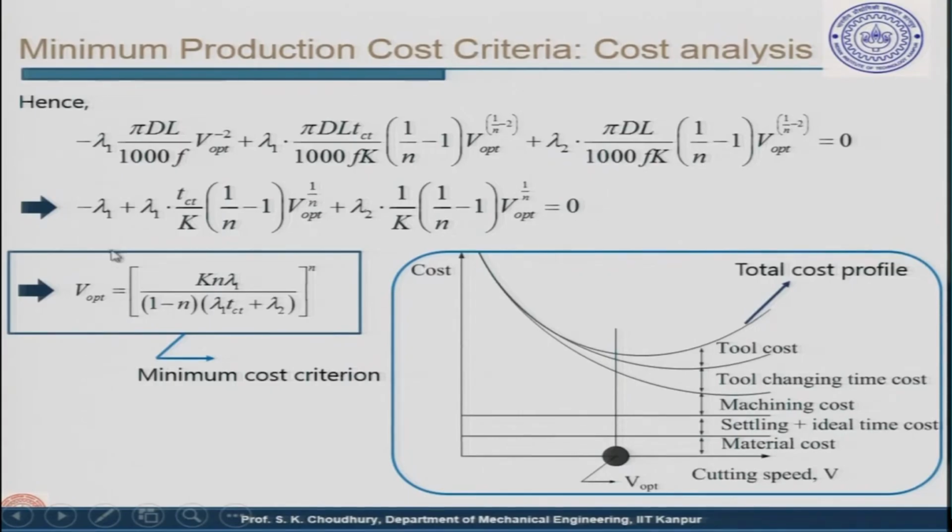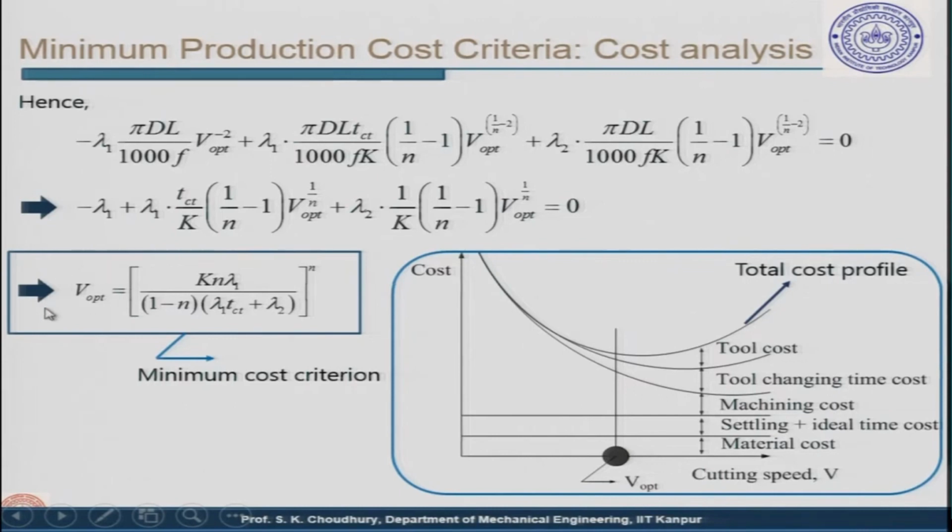All right. So, from here you can segregate the V optimum, and you will find that V optimum is equal to K n lambda 1 divided by 1 minus n into lambda 1 TCT plus lambda 2. So, this is the minimum cost criterion for which V is optimum, that is, the cutting speed is optimum.